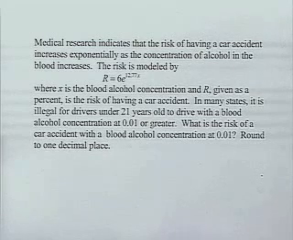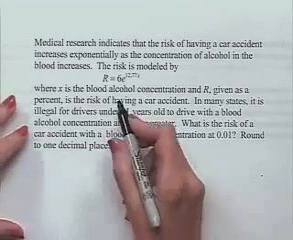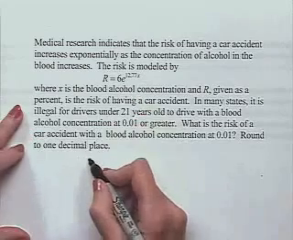In many states, it is illegal for drivers under 21 years old to drive with a blood alcohol concentration at 0.01 or greater. What is the risk of a car accident with a blood alcohol concentration at 0.01? And then round to 1 decimal place when we find the result. Well, let's repeat this function and make sure we understand each part of it.